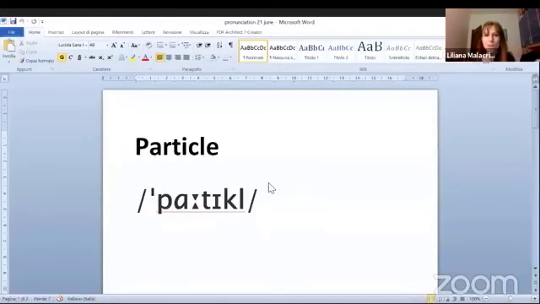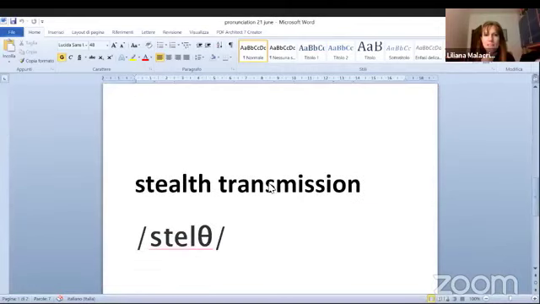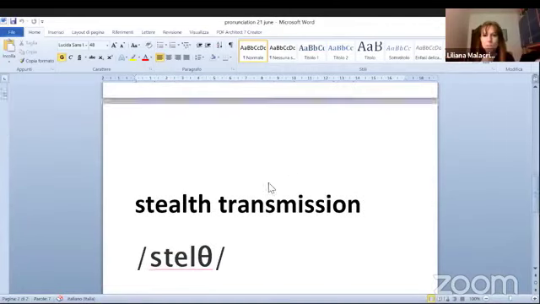All right. Thank you, Laura. Okay, I got 3 more words to analyze together. Share my screen. Okay, 3 words are particle, droplet, and stealth transmission.